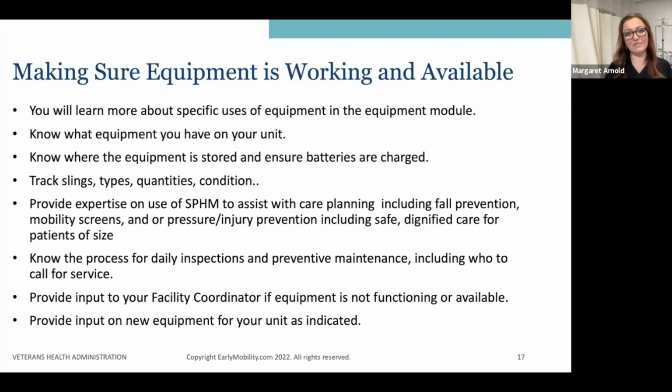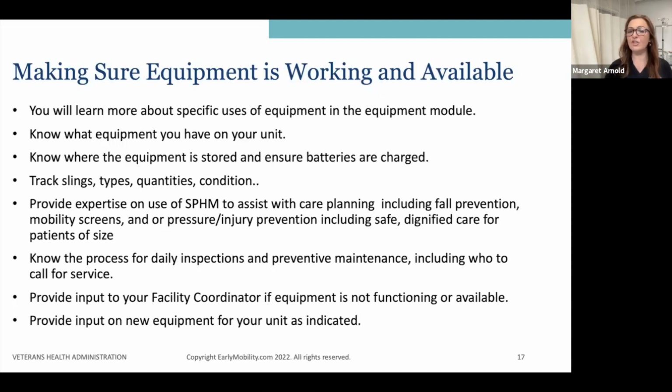Develop a process, if you don't already have one, for checking your sling inventory at least once a week. And if you are finding slings that are torn or worn, make sure they get taken out of service and let your facility coordinator or program manager know that you need to order more slings.